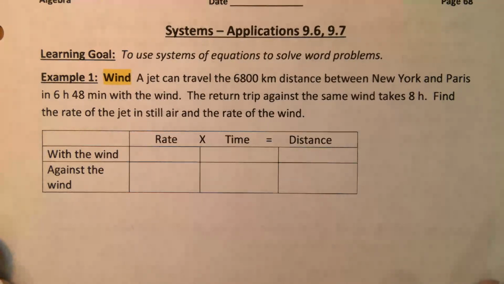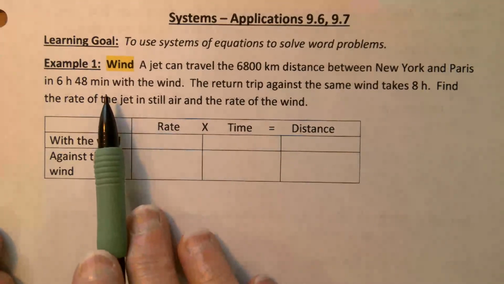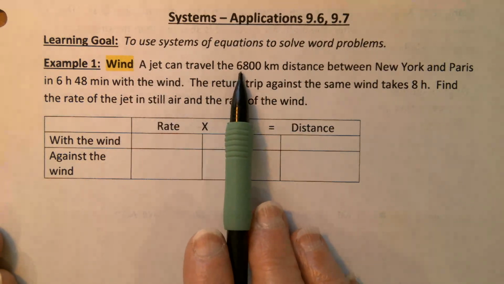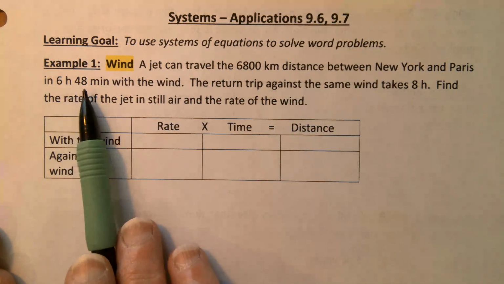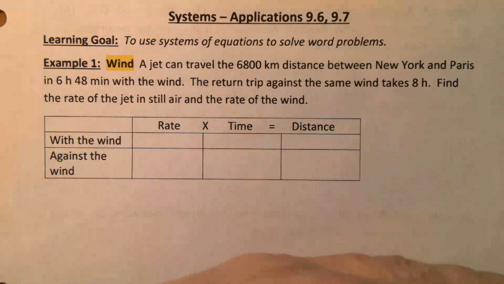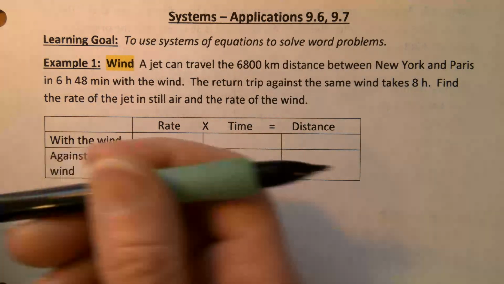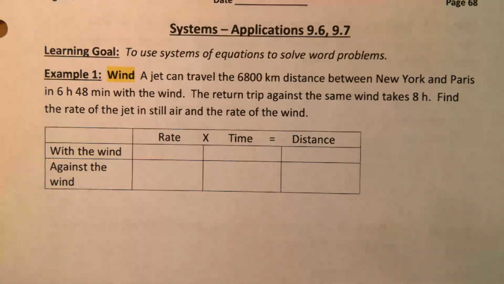Okay, so this first word problem, actually the first two are very similar. But this first one has to do with wind. So a jet can travel the 6,800-kilometer distance between New York and Paris in 6 hours, 48 minutes with the wind. That means that as the jet's going this way, the wind is behind it. So the wind is kind of pushing it along a little bit. So that is what it means by with the wind. It usually helps you. You're going a little bit faster because you're running with the wind.